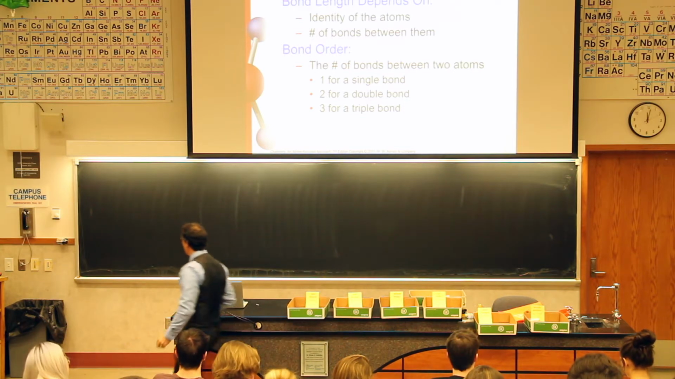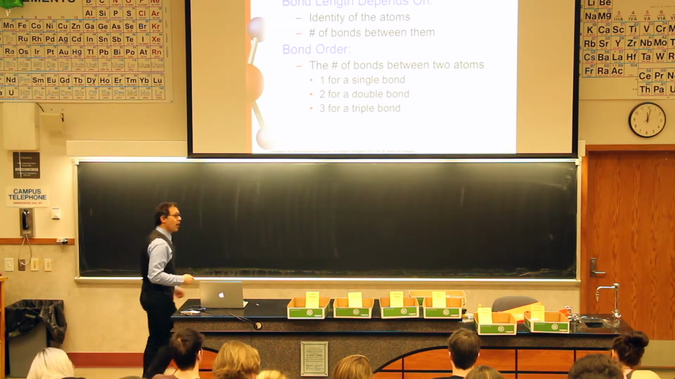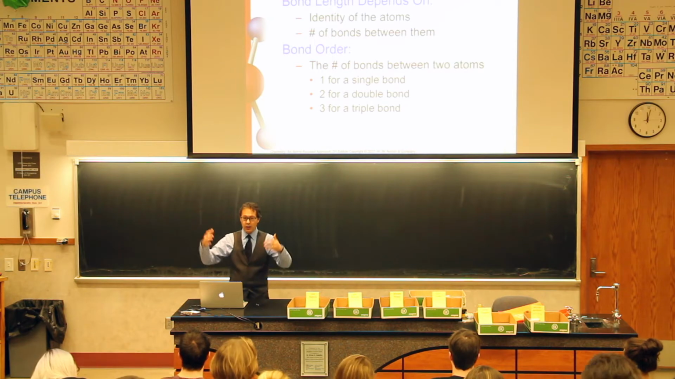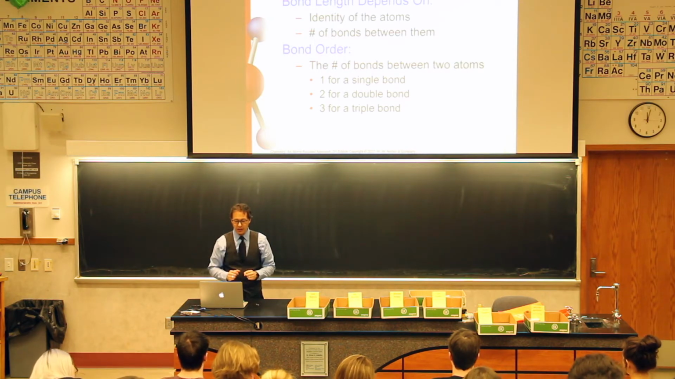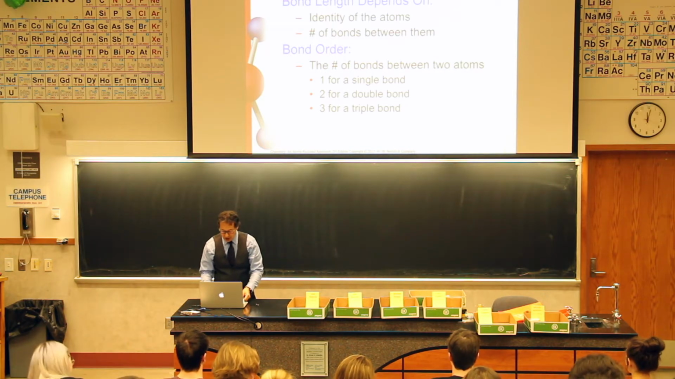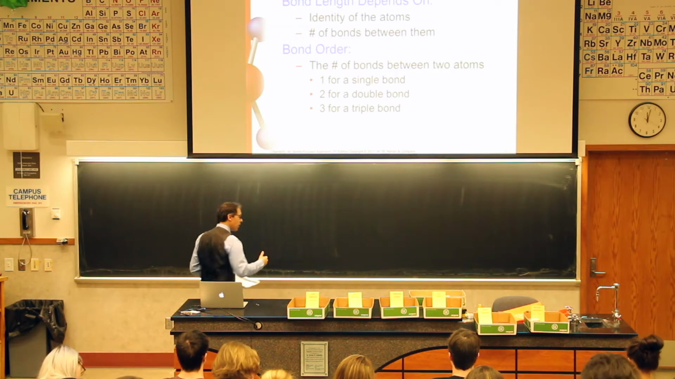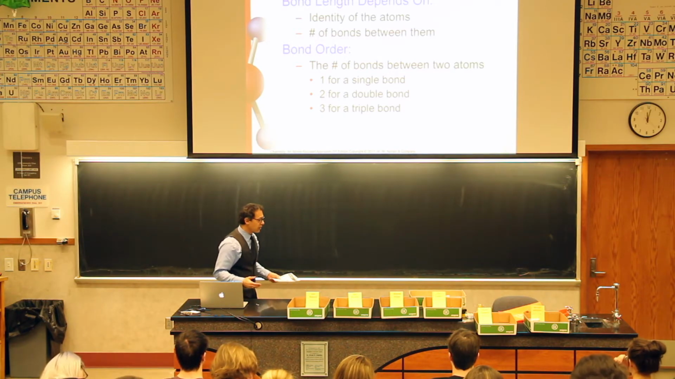Okay, and it also makes a difference on the number of bonds. The more bonds you have, it turns out the smaller that bond length is going to be. And so we have something called a bond order. And that bond order is some kind of a measure.